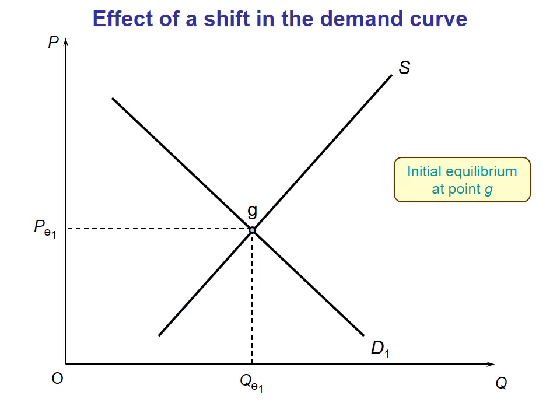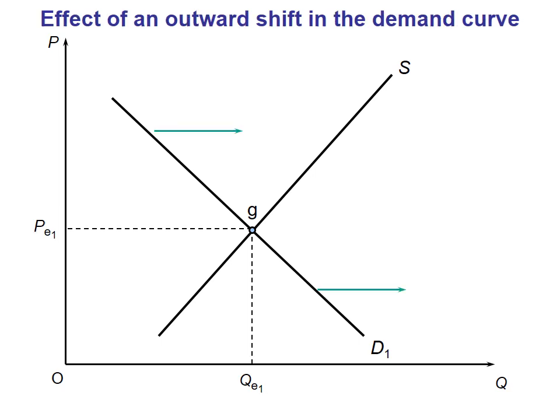All right. Let's have some more examples. So we're trying to see the effect of a shift in the demand curve. Now note that our initial equilibrium point is G. That's where our quantity demanded is equal to our quantity supplied. Price at this point is PE1, Q is QE1. Okay? But look what happens.